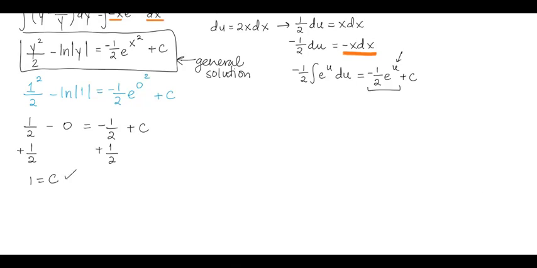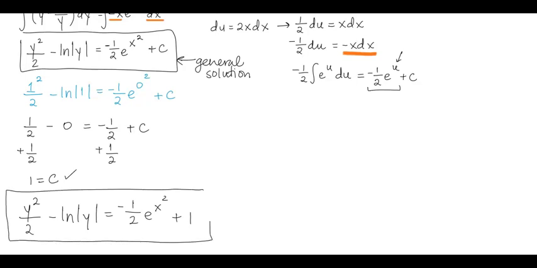Now that we have solved for c, I'm going to rewrite the general solution, and I'm going to replace that arbitrary constant of integration c with the value that we found using the initial condition. So I replace the plus c with plus 1, and here is our answer for the particular solution of this differential equation.